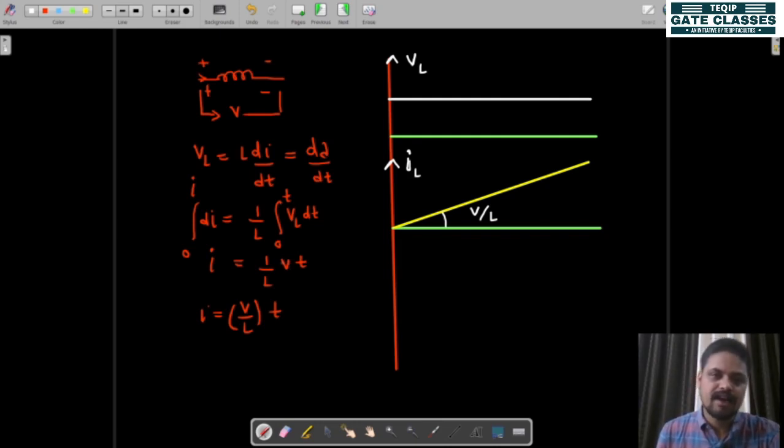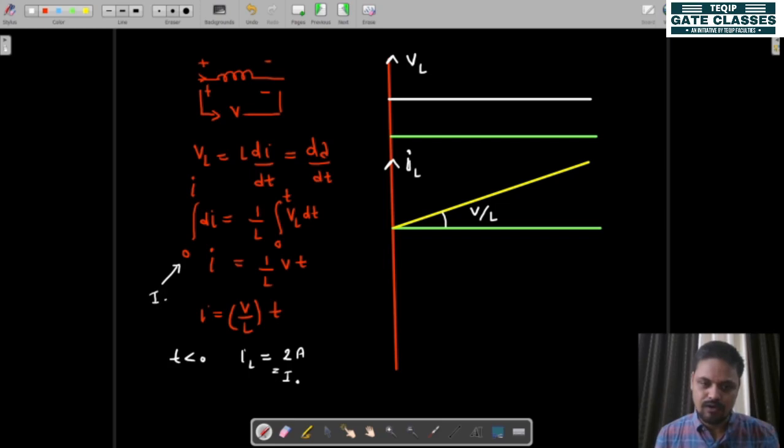Second thing, it is not necessary that the current will start from 0 only. It might be possible that the inductor is initially charged, and since the inductor stores energy in the form of current, before t is equal to 0, IL is equal to some 2 ampere, 2 milliampere, some value I naught, right. So you will put I naught in place of 0 or some specified value, because the current does not start from 0, it starts from some initial condition.